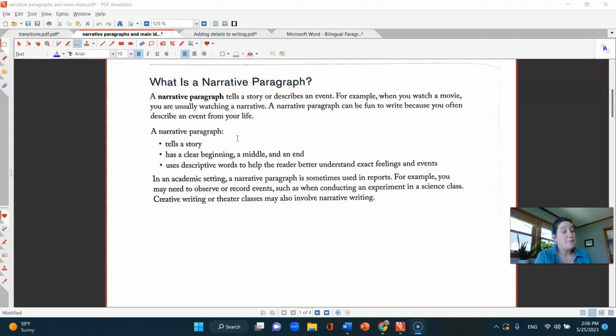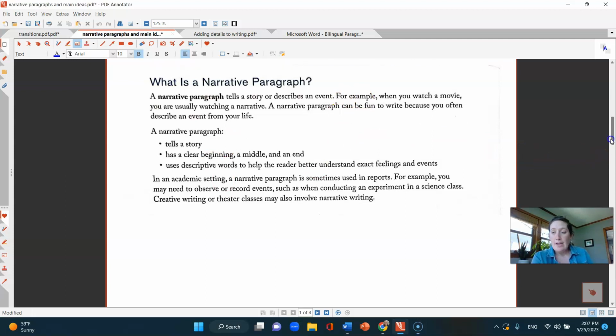So here are some features of a narrative paragraph. It tells a story. It has a clear beginning, a middle, and an end, and it uses descriptive words to help the reader better understand the exact feelings and events. So, in terms of writing narrative paragraphs in college, you might use them in a report. For example, the example they give is in science class, or creative writing, or theater classes.